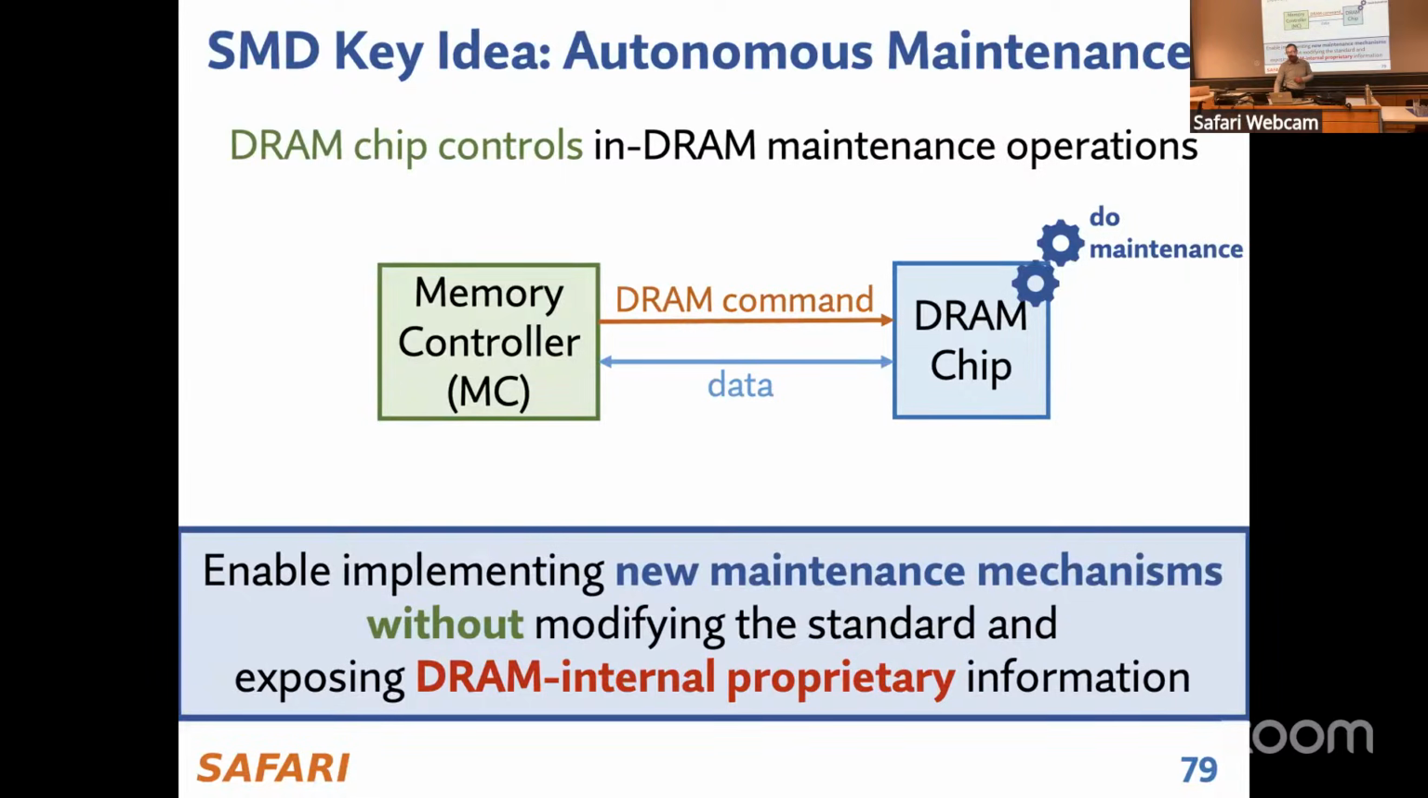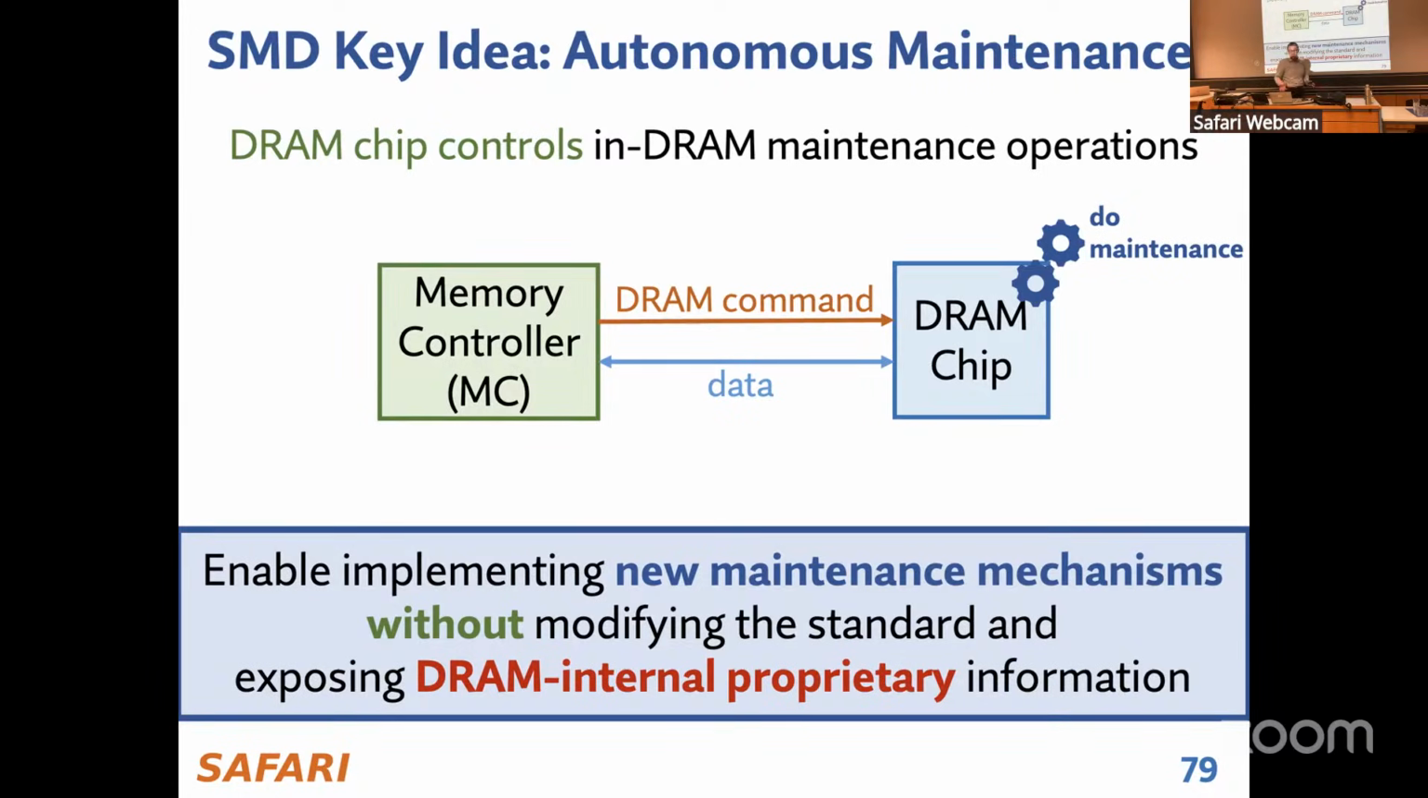The idea is if the DRAM chip can do its own maintenance, and while it's doing some maintenance, like activation counter increment, or something else like refreshing the adjacent rows when the counter is greater than some value.